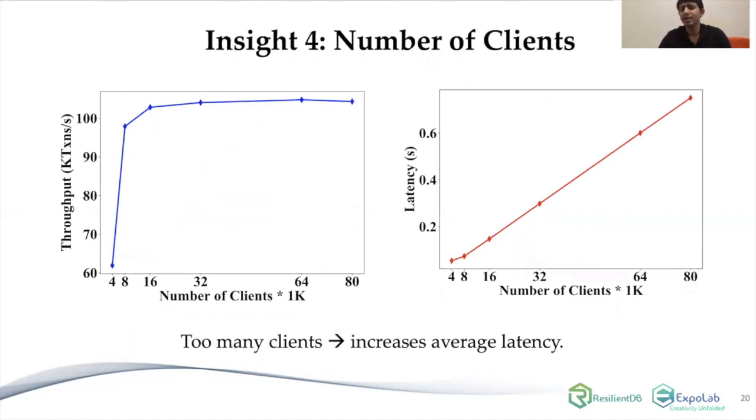Finally, we thought of checking, does the number of clients affect the system in any manner? Well, if you increase the clients, then obviously throughput increases to some level, and after that, it levels out. But there's a severe effect on latency, the average latency. As you can see, the more clients there are, the more the average latency will increase, because the system gets loaded up with too many requests to process.